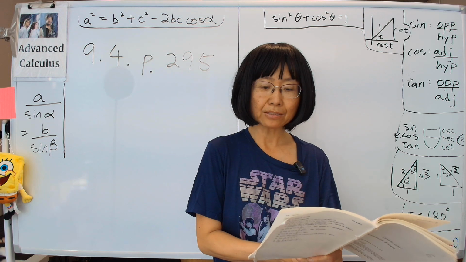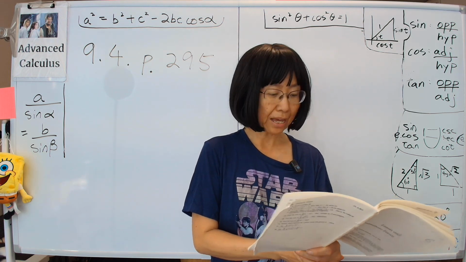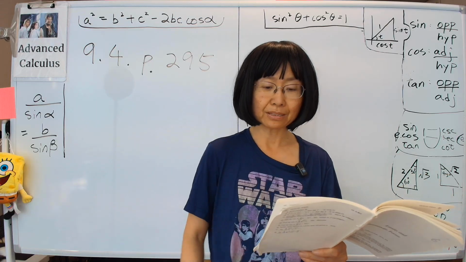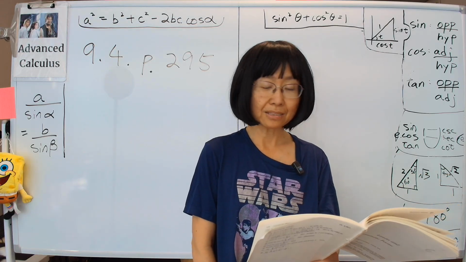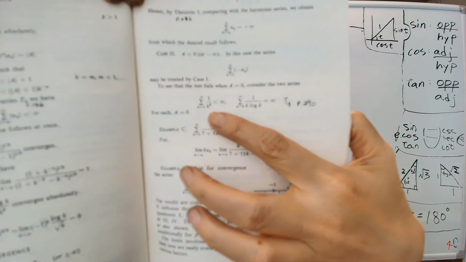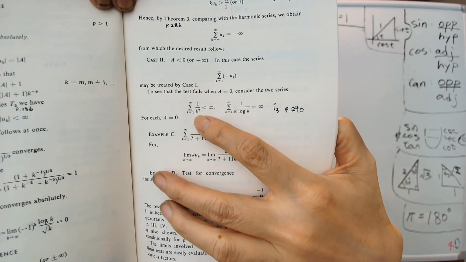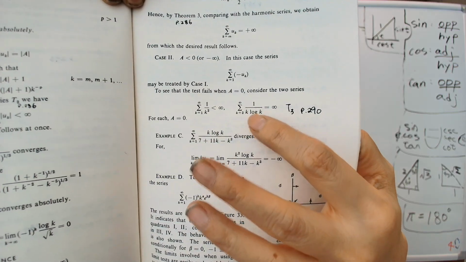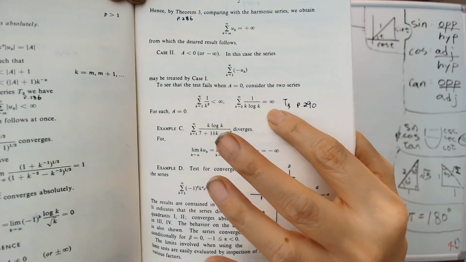What happens when a is equal to 0? Then we have two examples to show that the test doesn't say anything. The first sequence we can think of is this one, 1 over k squared. The series 1 over k squared is obviously convergent. But this one is obviously divergent.